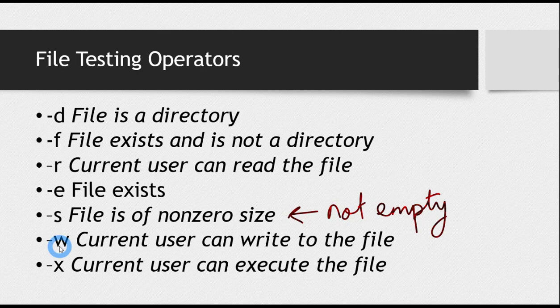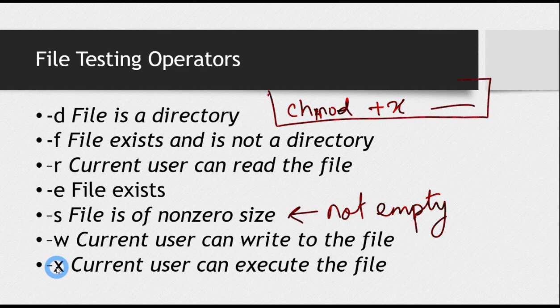-w will be true if the current user has the permission to write in that file, and -x will be true if the current user has permission to execute that file. And you have already seen -x in the command we learned last week, chmod. You have to excuse my stylus. chmod space +x and the name of your file. You use this command to set execution permission of your shell script. So x usually deals with the execution permissions. So -x will be true if the file has execution permission.